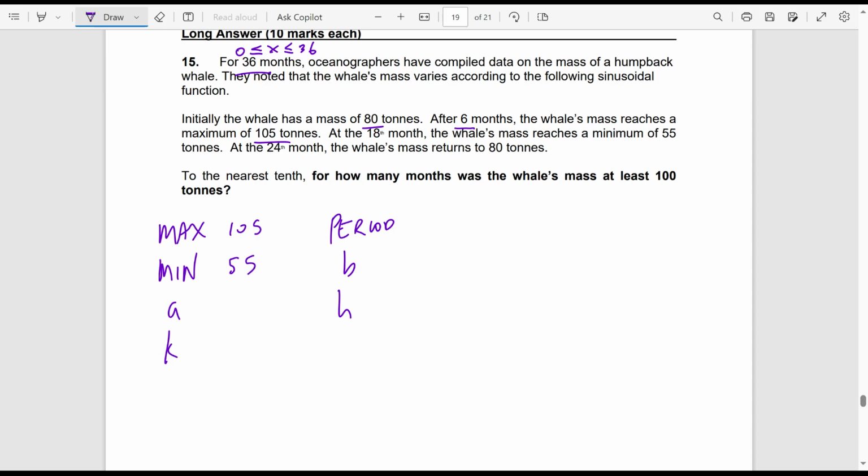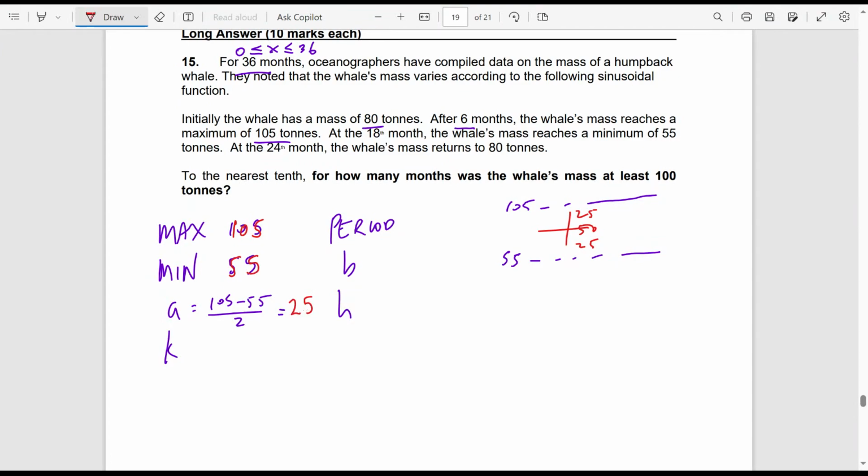Okay. So automatically, because they've given me the max and the min, I can figure out 105 minus 55 divided by 2. And that's going to tell me what the actual value of A is. We're just looking at, if this is 105 and this is 55, what's the distance between those two things? 50. So half of that distance is going to be 25. So I know my A value now. This was 105, this is 55, and the A value is 25.